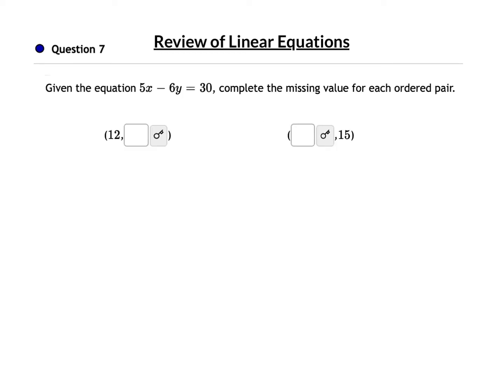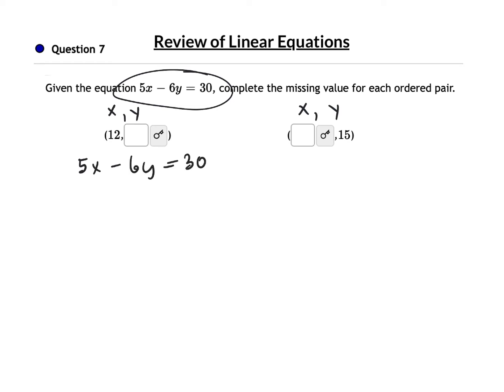Question 7. What they've done is they've given us an x value and a y value, and they want us to find the missing coordinate using this equation. x is 12. We need to know what y is. In the second point, we don't know what x is, and y is 15. So we'll take this point and we'll do 5x minus 6y equals 30, and we'll substitute in 12 for x.